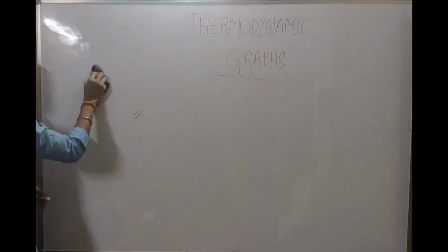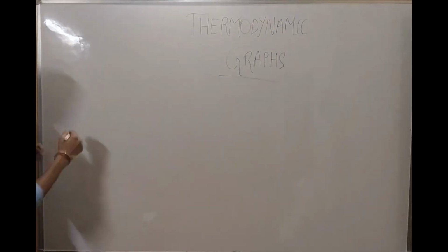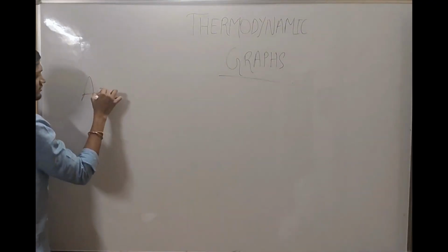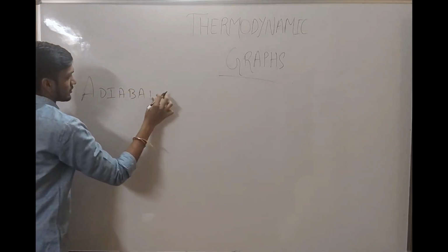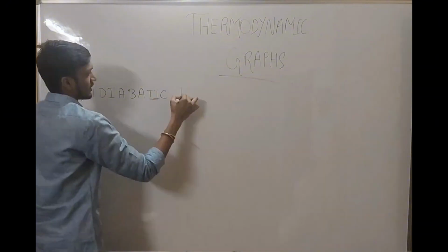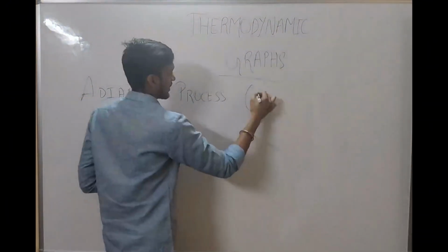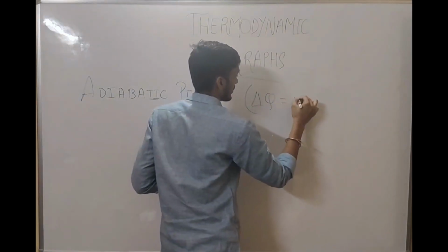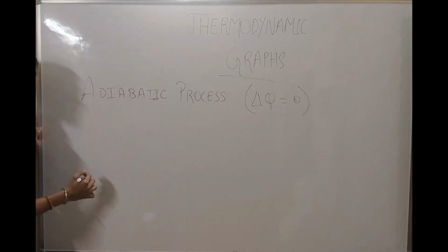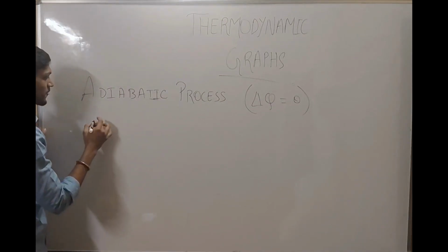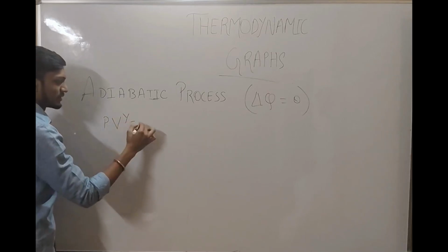That is the adiabatic process. Particularly in this process, we often get confused. This is the adiabatic process. In this process, there is no heat supplied to the system. The change in heat supplied is zero. So particularly in this process, we have derived a formula: PV to the power gamma is equal to constant.